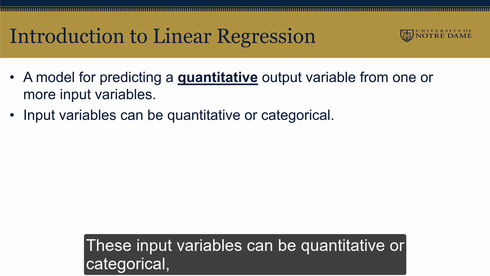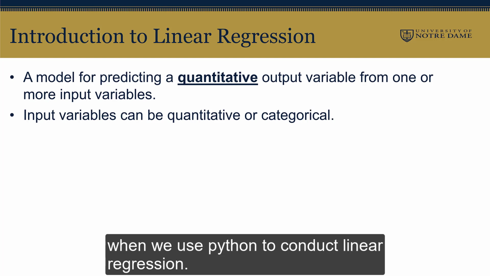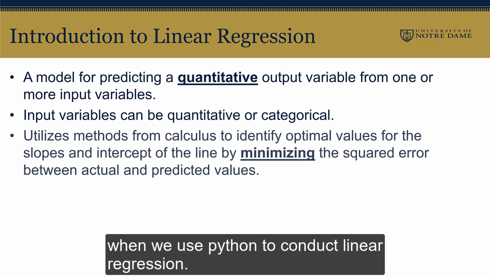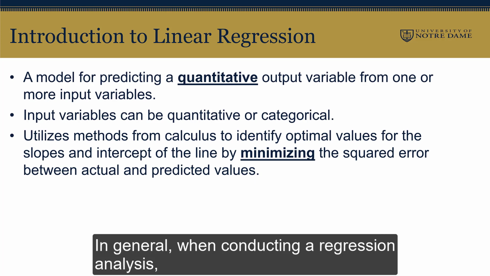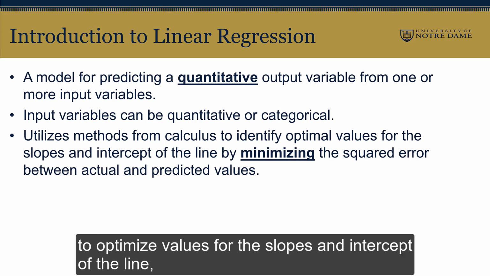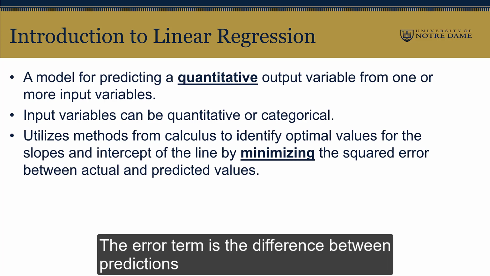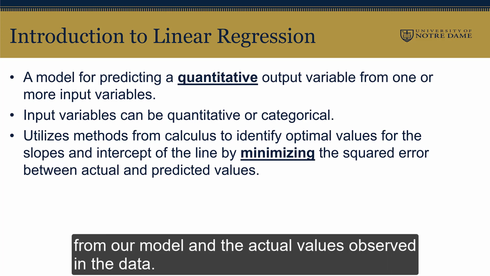These input variables can be quantitative or categorical, though we will need to distinguish categorical variables when we use Python to conduct linear regression. In general, when conducting linear regression analyses, the software is using calculus behind the scenes to optimize values for the slopes and intercepts of the line by minimizing a value called the sum of squared error, or the mean squared error. The error term is the difference between predictions from our model and the actual values observed in the data.